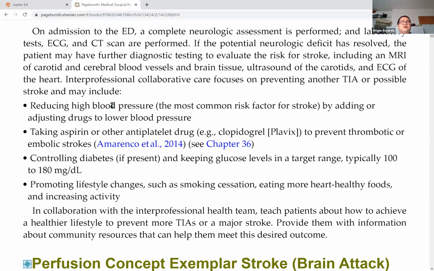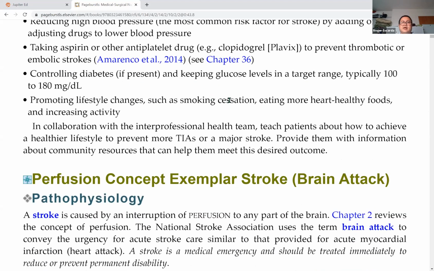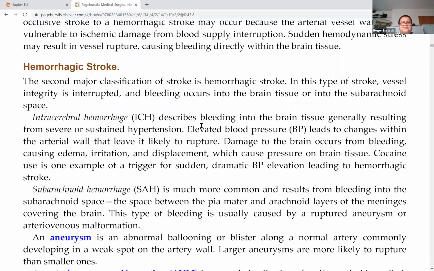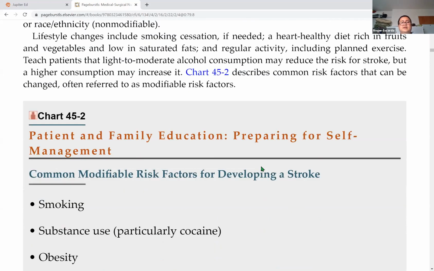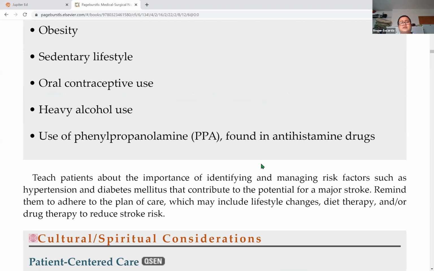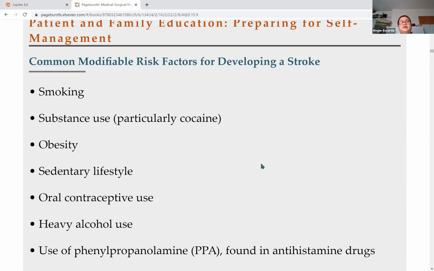So we put them on antiplatelets now to prevent clots from forming. All right, so that's why we have the aspirin or clopidogrel there. And then diabetes, of course, and stop smoking and eating healthy and regular exercise. So that's part of your health promotion right here. Here are the modifiable as well as non-modifiable risk factors, which are, no, this chart only talks about the modifiable risk factors of stroke.